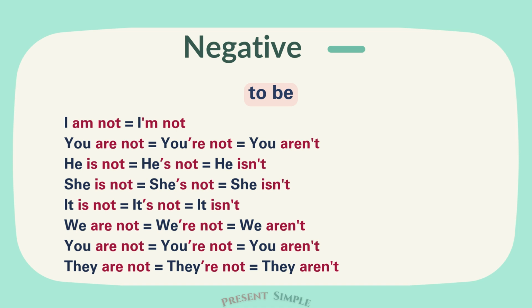We can shorten the form of the verb to be, adding its ending to the subject with an apostrophe, or we can shorten the particle not. We can say, she is not, or she's not, or she isn't. For the subject I, only the first type of the short form is possible.